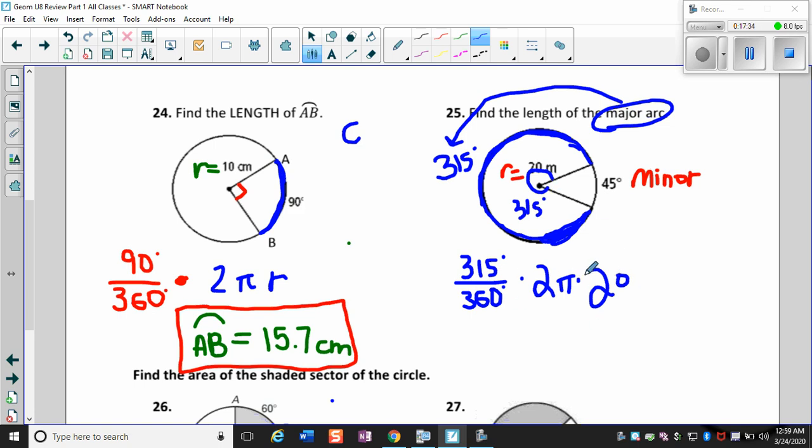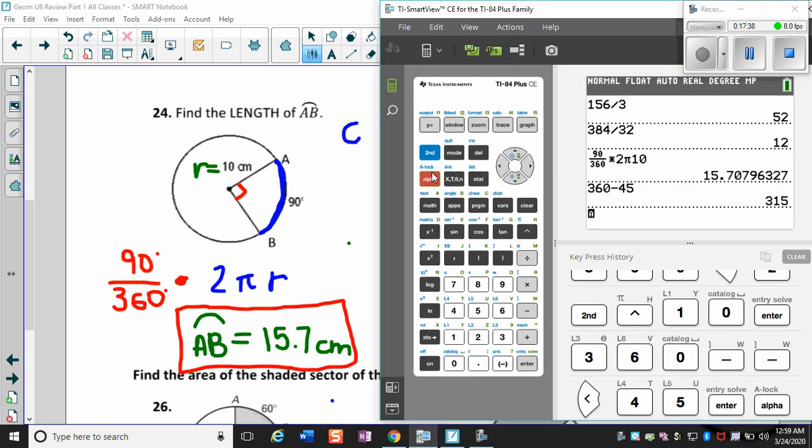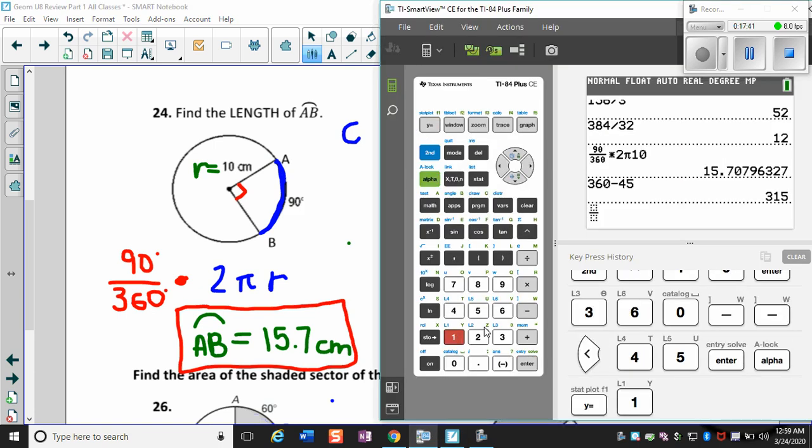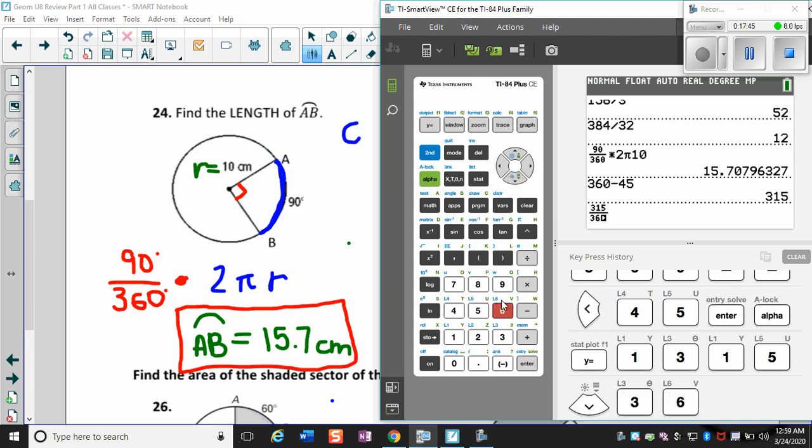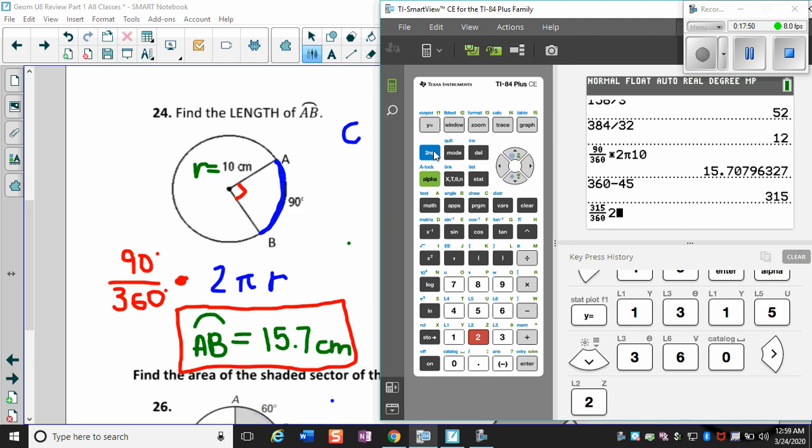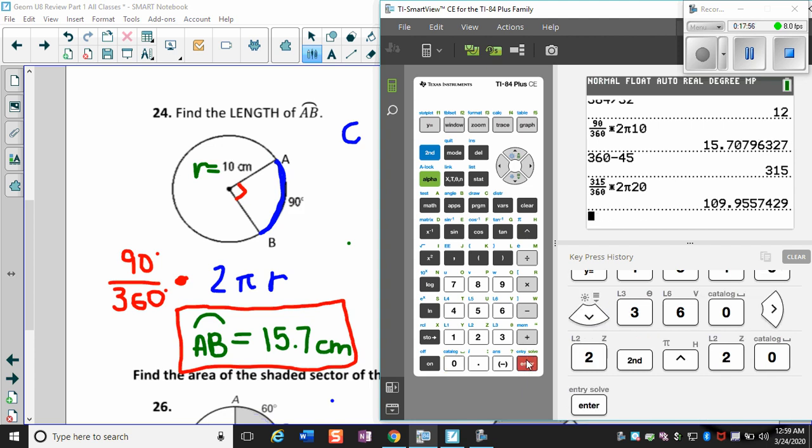All right, now let's go ahead and multiply all this in our calculator. So again, fraction boxes, alpha y equals 1. We're going to put 315, arrow down 360. Then we're going to multiply by 2 into your pi. And then we're going to put 20 for the radius. I'm going to hit enter. And then we have a value of 109.9557429. And again, I invite you to round this off to the nearest tenth.